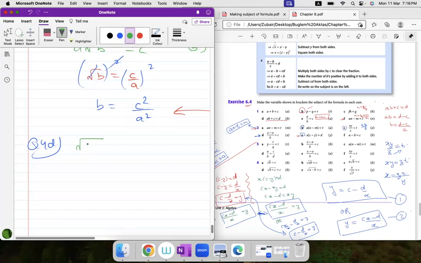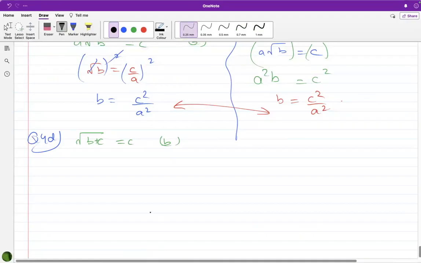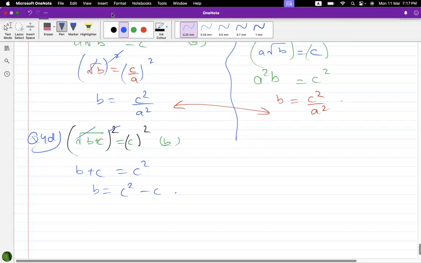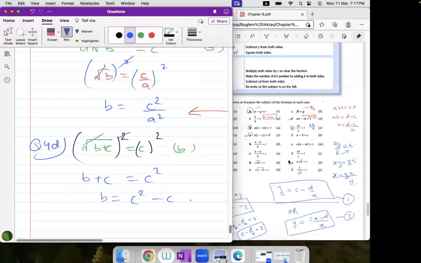I'm going to guess that it's B squared plus C squared equals C squared. To solve it, we start with B square, because what we are doing is this. Now we first get rid of this square and root. We're left with B plus C only. So B equals C square minus C.